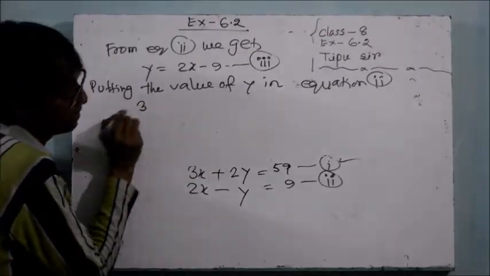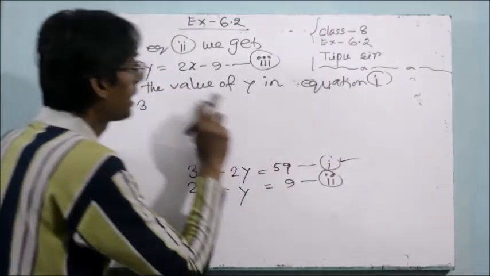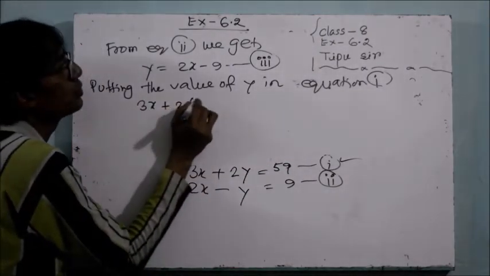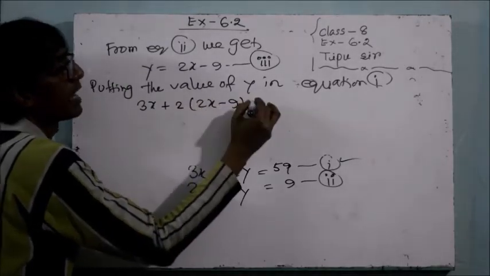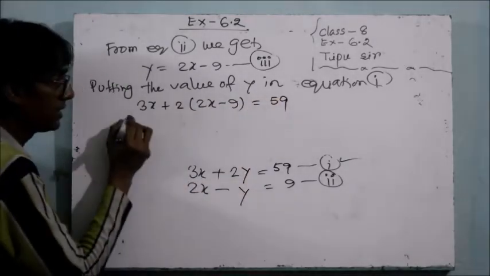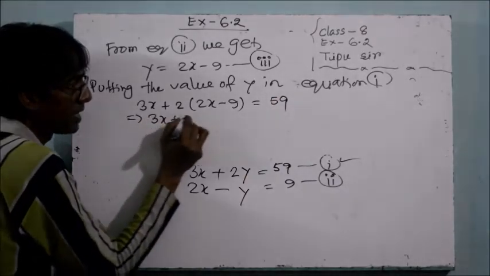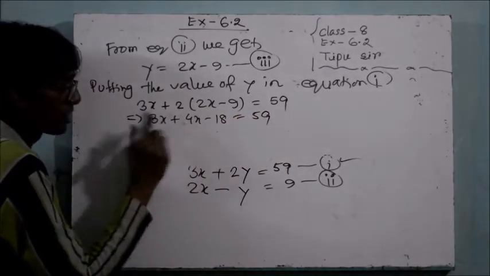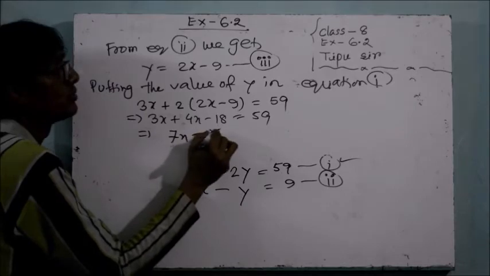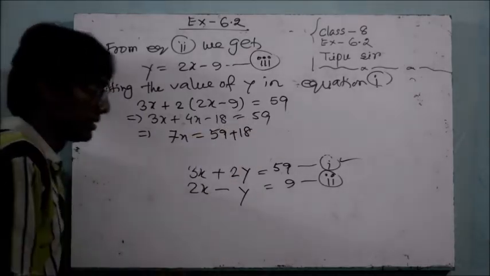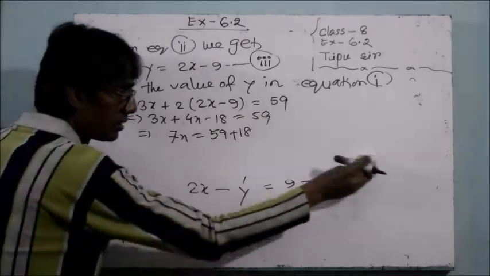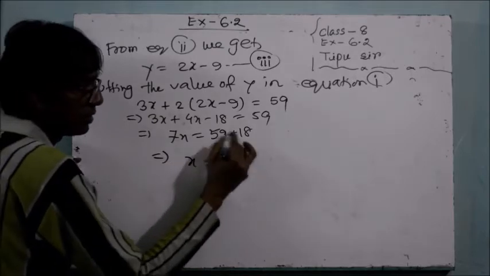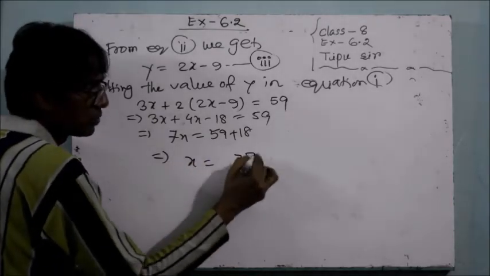So look at this, the value of y is 2x minus 9. So in equation 1, I apply the value of y. So here 3x plus 2 into (2x minus 9) equal to 59, or 3x plus 4x minus 18 equal to 59, or adding 4x plus 3x, 7x equal to 59 plus 18, or x equal to 77 by 7, so 11.